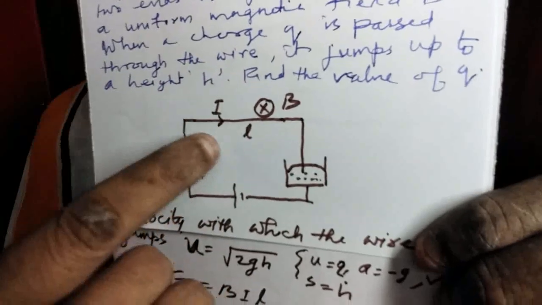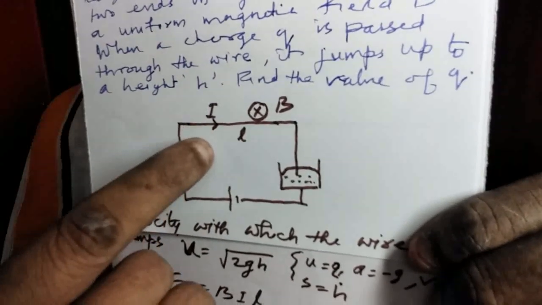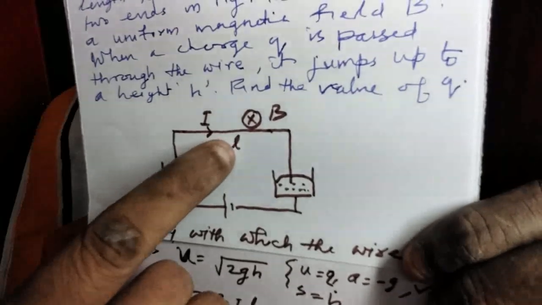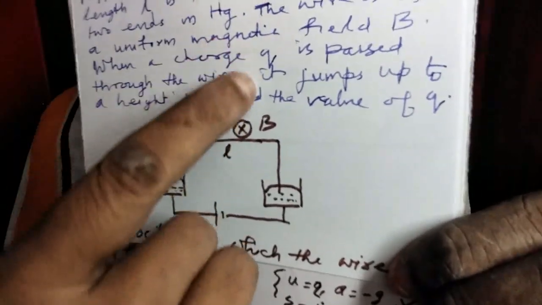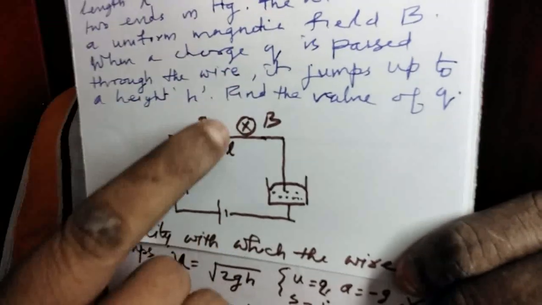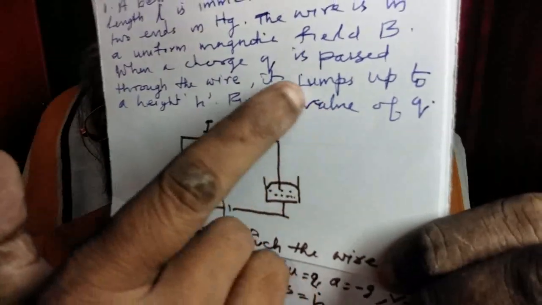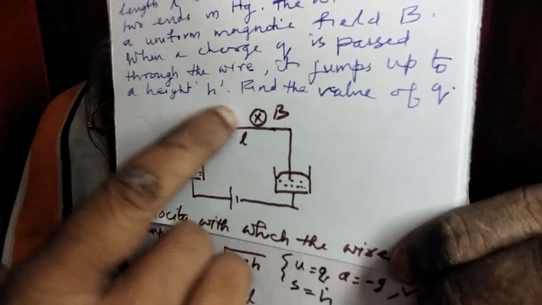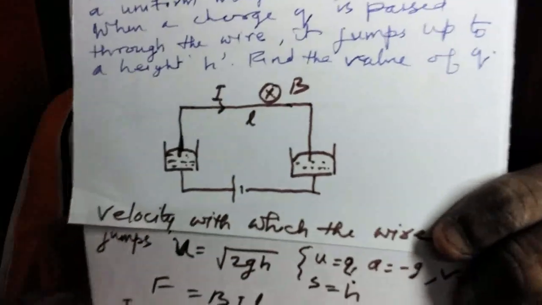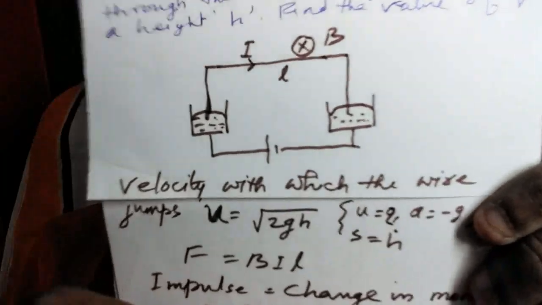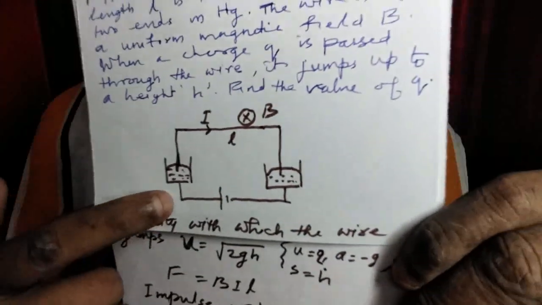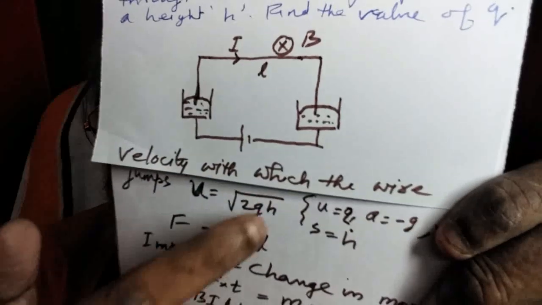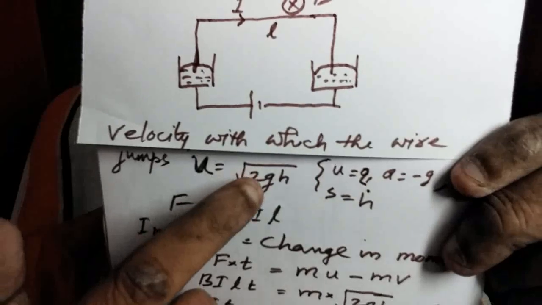You can check the direction of this motor force using the left hand rule. It will move up to a height, in the question it is given to be h. Then what is the charge passing through this wire? That is the question. Now the velocity with which it jumps, we can find as root of 2gh.